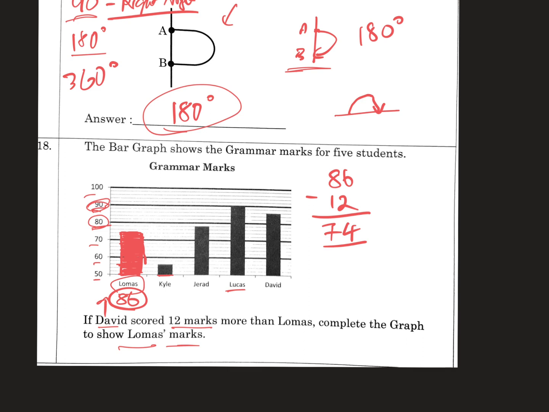So if David scored 12 marks more than Lomas, complete the graph to show Lomas's marks. I would have given you 1 mark if you calculated that the answer was 74, and another mark if you successfully drew the graph. And it has to be accurate.